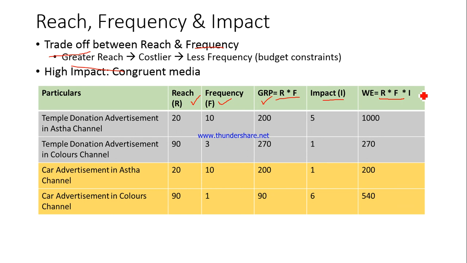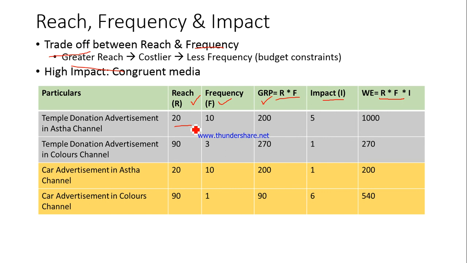Now let us have a look at this particular table and try to understand what it is trying to convey. Now, temple donation advertisements in the Astha channel. Supposing the reach of this particular channel is 20. I have taken up these hypothetical numbers just to help you understand the concept. So don't think that it actually happens like this in the real world. I have taken up small numbers just for convenience, right?